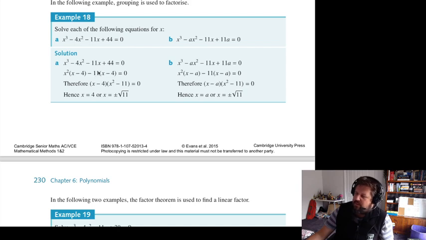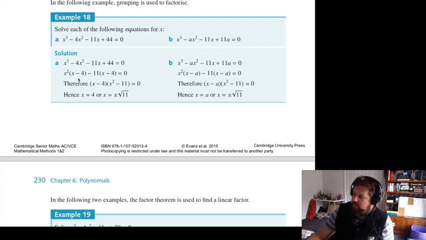When you are doing this, the whole idea is to try and get the same thing in each of these brackets here. By taking negative 11 out, you do have x take away 4 in both these brackets. So that's the better decision there.